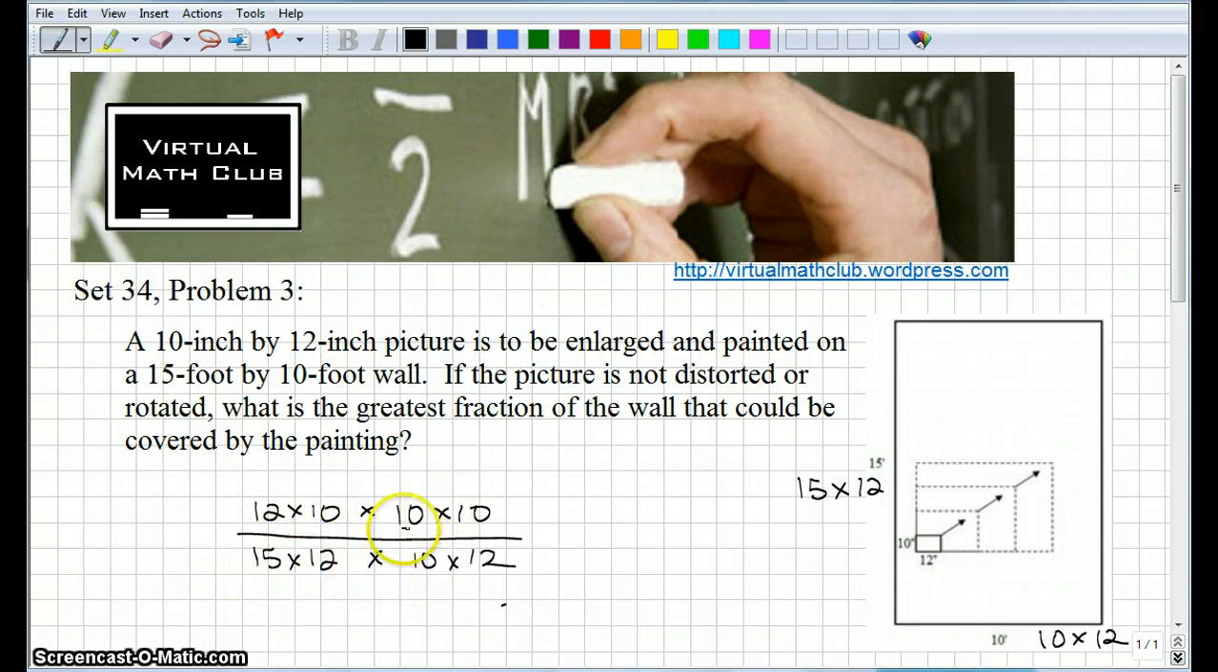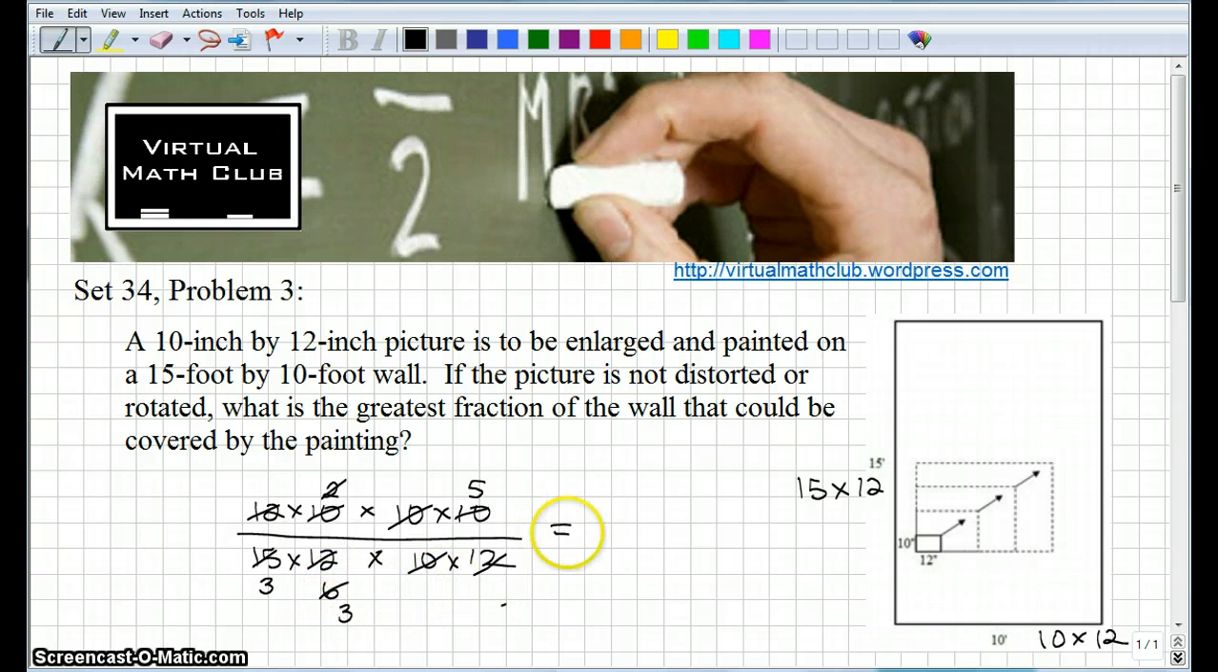Now you can see why I didn't bother multiplying these out, because you can see that 10 over 10 is just 1, and 12 over 12 is just 1. And if I divide both of these by 5, then this is a 2 and this is a 3. I can actually get rid of this 2, and then this becomes a 6. What else have I got here? I can divide this by 2 and I get a 5, and divide this by 2, I get a 3.